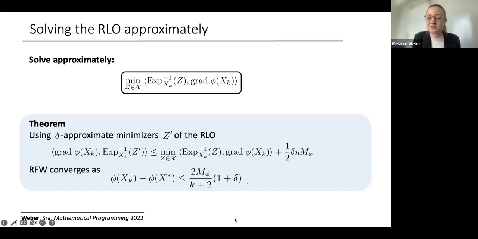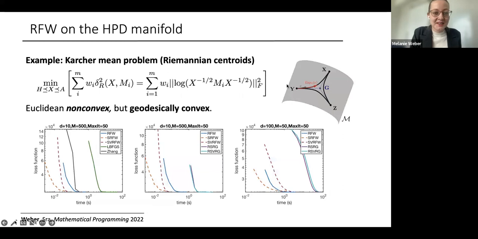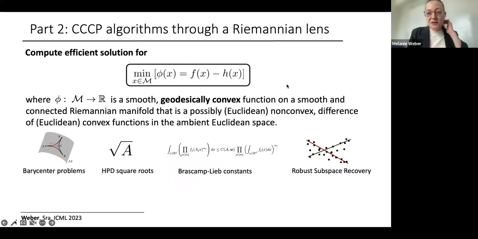Any other questions? No. Okay, then let me continue with the second part. So in the second part of the talk, just as a reminder, we're still in the Riemannian optimization setting. So we still consider objective functions that are defined on usually a Riemannian manifold. We again assume that those are smooth, and now we're only looking at geodesically convex functions.